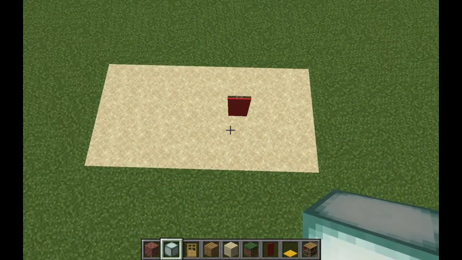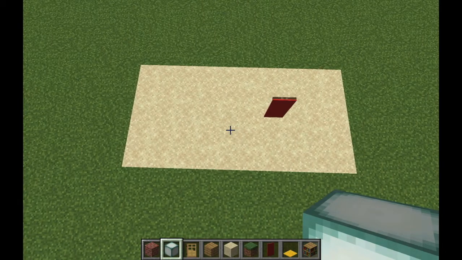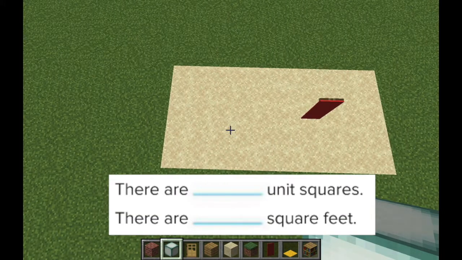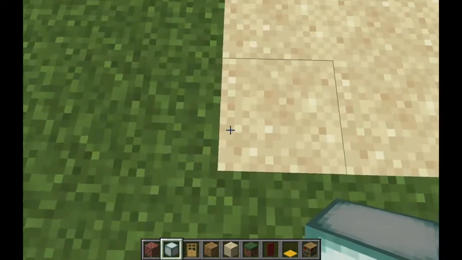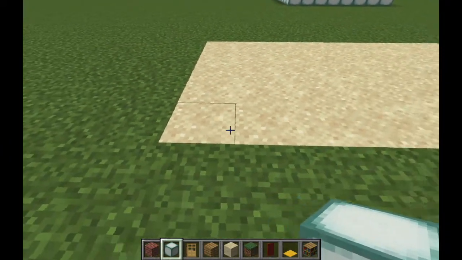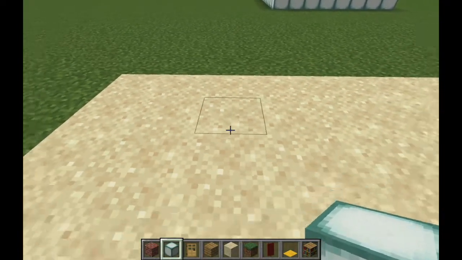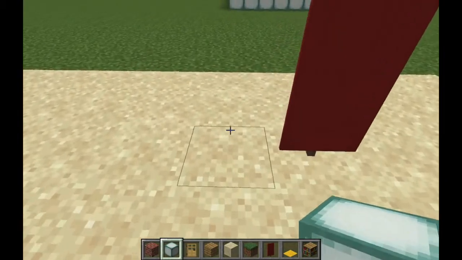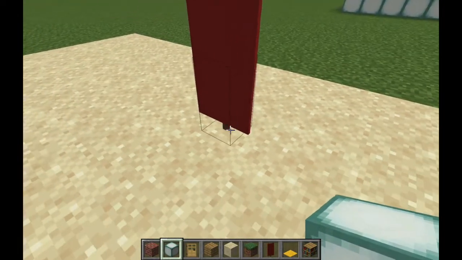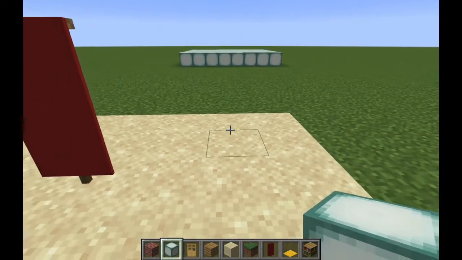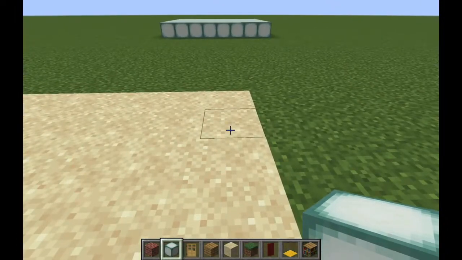Now let's take a look there. There is a breakdown where it says how many units are there altogether. There are blank unit squares, so there are blank square feet. Well, let's count these here. It's going to take us a little bit, but that's okay. So that's 1, 2, 3, 4, 5, 6, 7, 8, 9, 10, 11, 12, 13, 14, 15, 16, 17, 18, 19, 20, 21, 22, 23, 24, 25, 26, 27, 28, 29, 30, 31, 32, 33, 34, 35, 36, 37, 38, 39, 40, 41, 42, 43, 44, 45, 46, 47, 48, 49, 50.